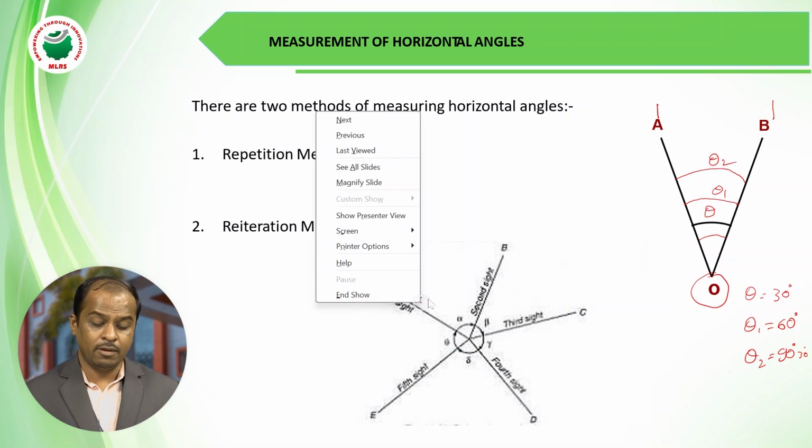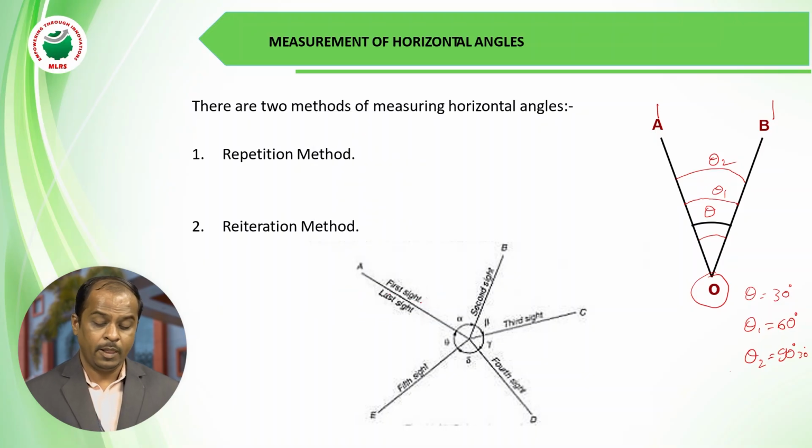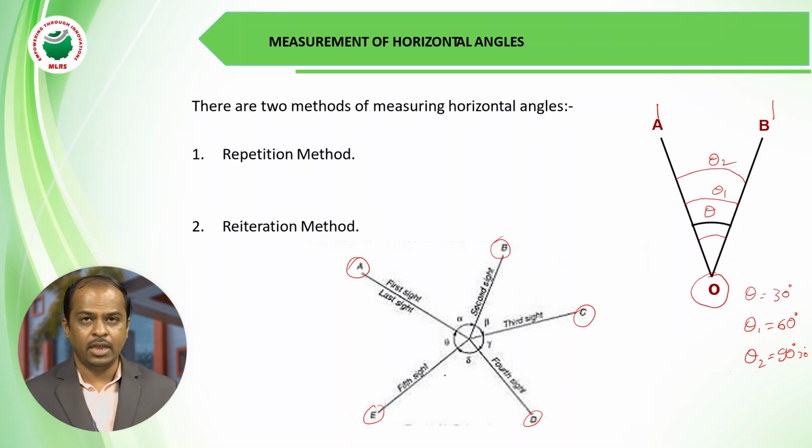Next, reiteration method. Here we start taking the angle from A, and similarly we can measure the angle to B. After that, B to C, C to D, and D to E. The angles alpha, lambda, beta, gamma, and theta are the angles between the points.